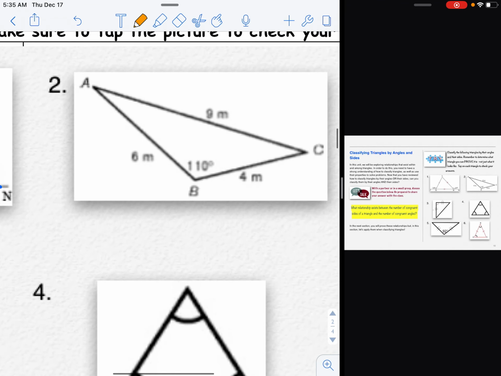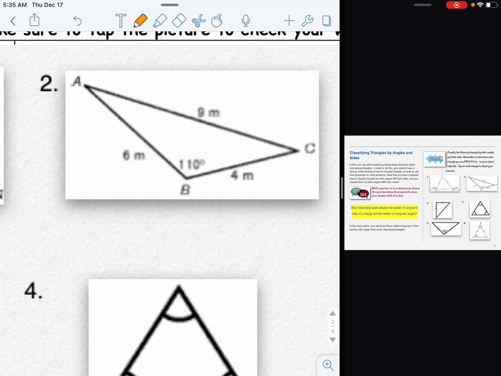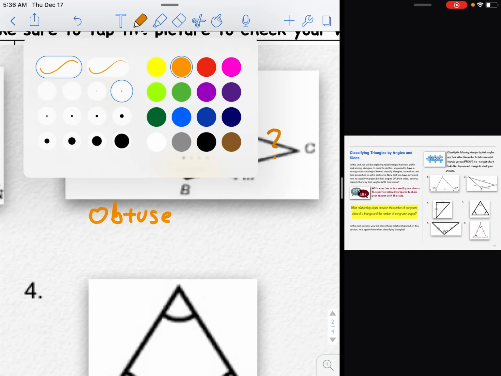All right. Now this one right here, again, interesting. We're for sure this is obtuse. All right, only one angle. I mean, this angle we have no clue. This angle we have no clue. But since we know one angle is obtuse, it has to be an obtuse triangle.